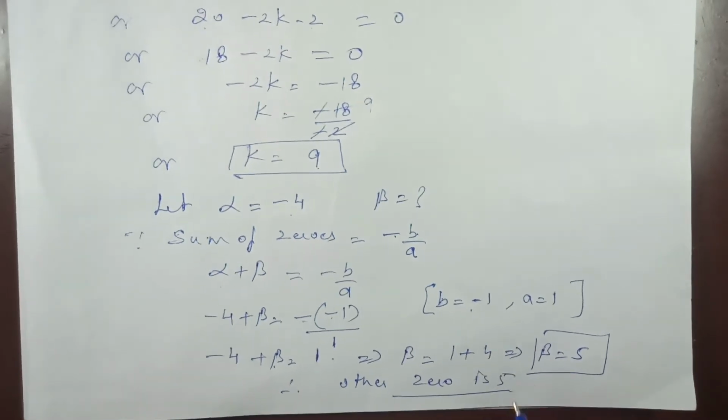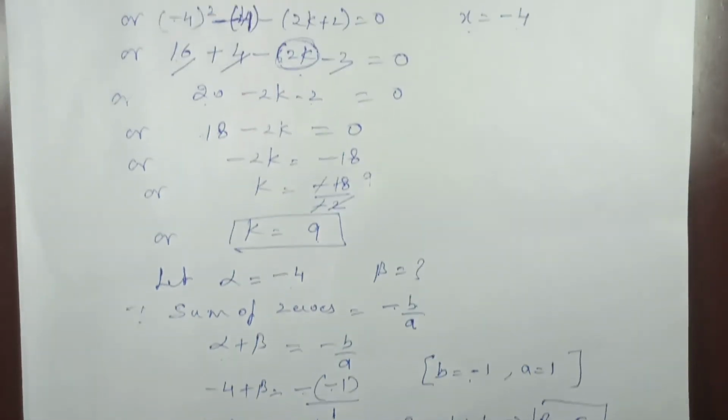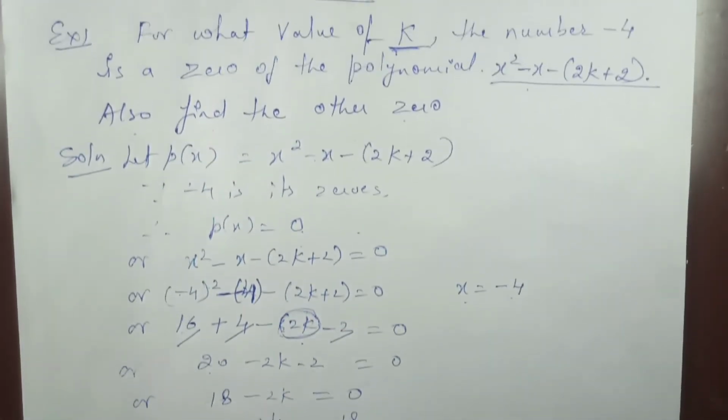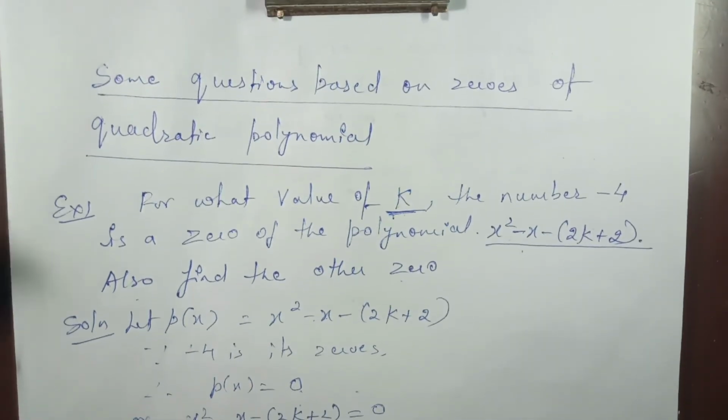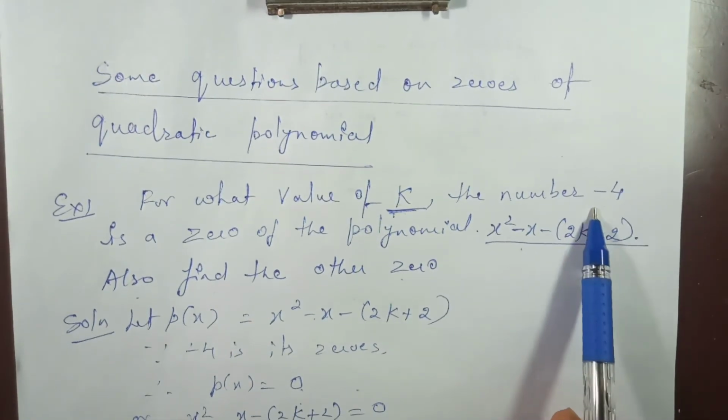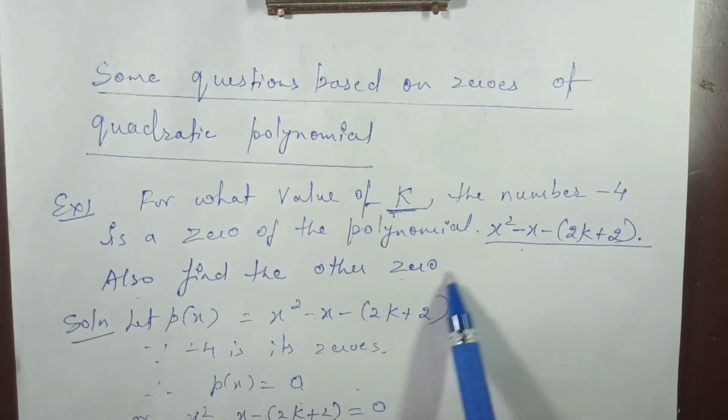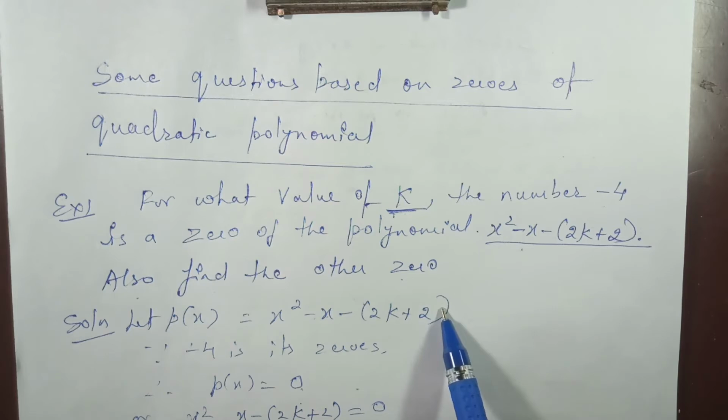So this way we can find the value of k or any other missing value in the quadratic polynomial on the basis of one of the zeros, and for finding the other zero we can use the relation sum of zeros or product of zeros.